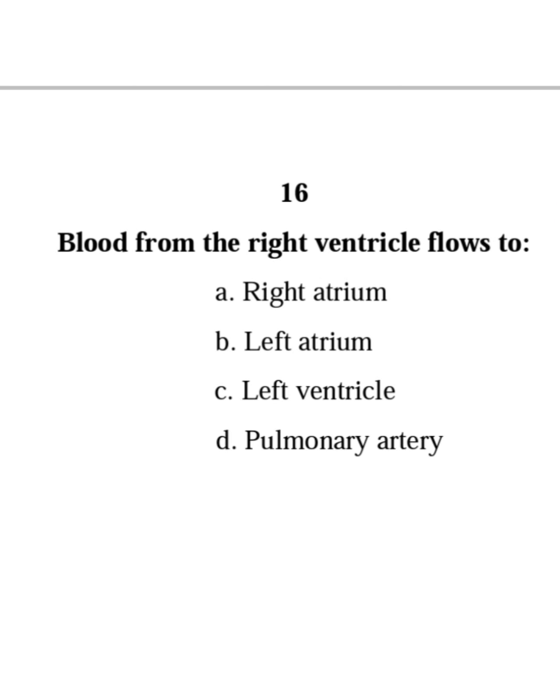Number 16. Blood from the right ventricle flows to right atrium, left ventricle, pulmonary artery. The correct answer is pulmonary artery. So blood from the right ventricle flows into the pulmonary artery.